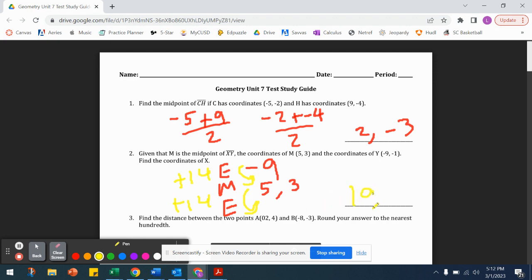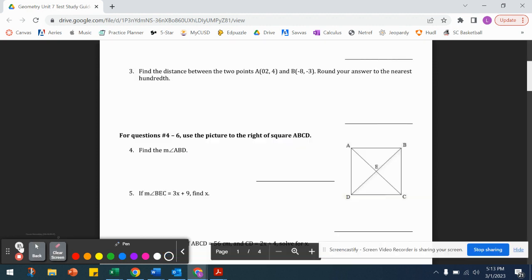We are at 19. We do the same thing for the y's. If we are at, say, a -1, and we are moving from -1 to 3, we moved 4 units. We went up 4 units, and again, if I go up plus 4 units, where are we at? We are at 7. So our answer, where is that other endpoint? It is 19, 7.